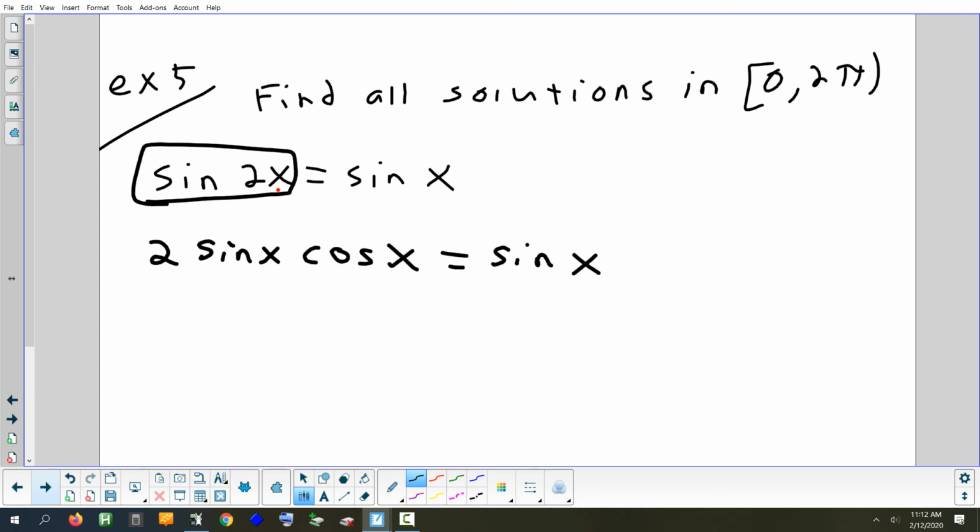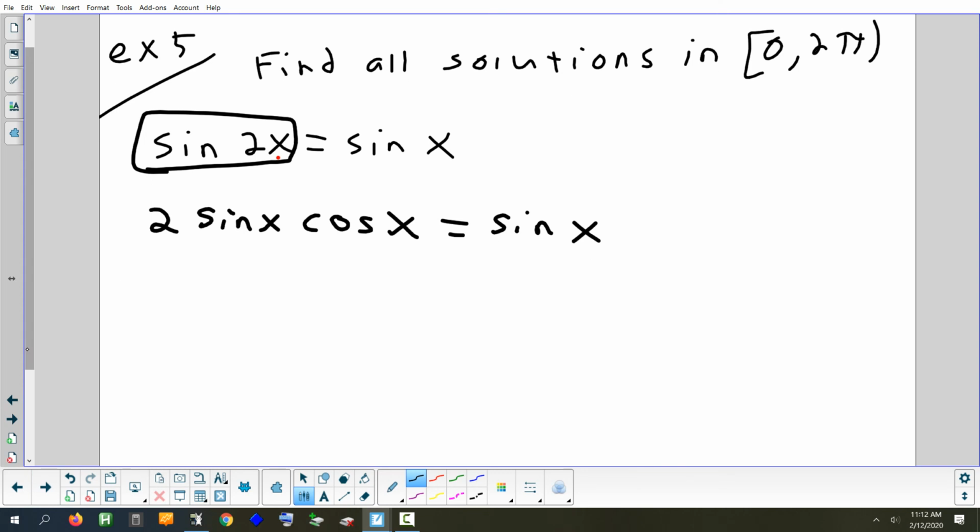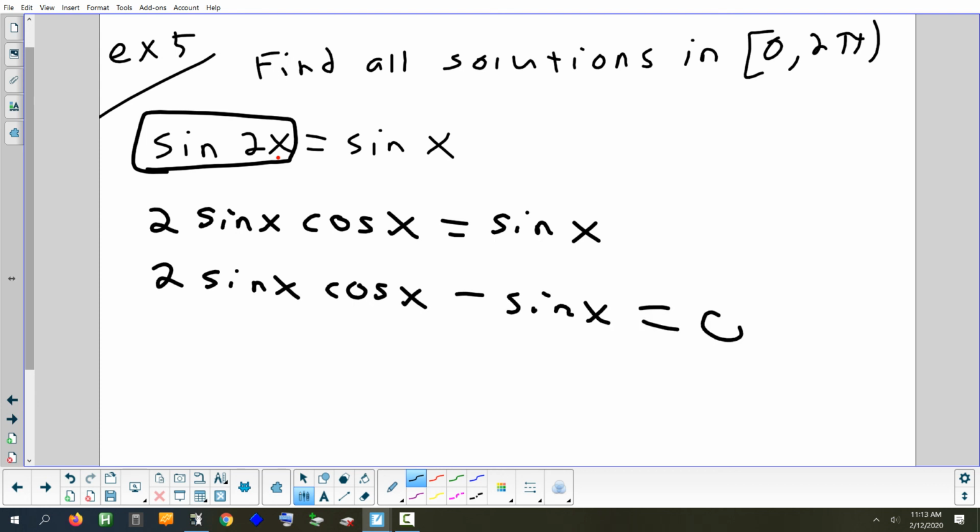Now, what do we usually get equations equal to when we're trying to factor them? So let's put everything on the left. How would you move the sine? Subtract it. 2 sine x cosine x minus sine x equals 0. Now, what could you do on the left now? Yep. Maybe you have 2 things in common, separated by addition or subtraction. Factor it out. Because if you can factor this, then we can set each factor equal to 0.